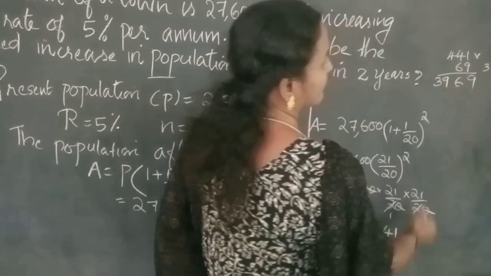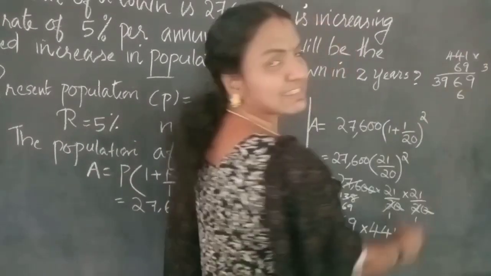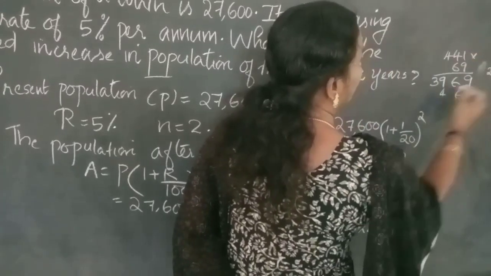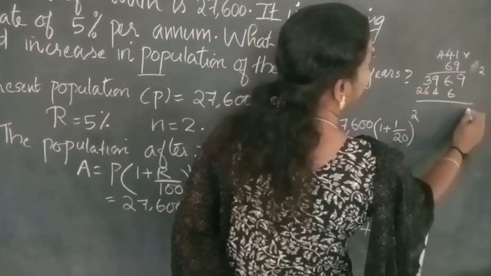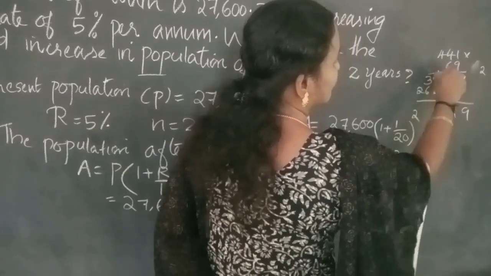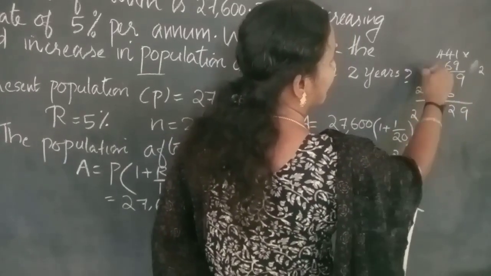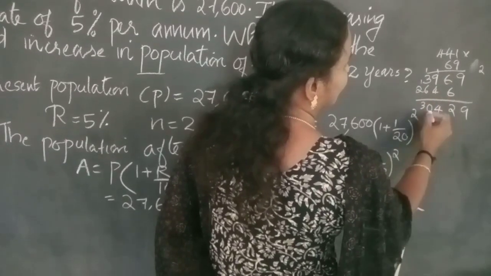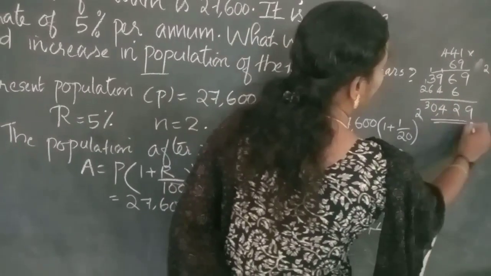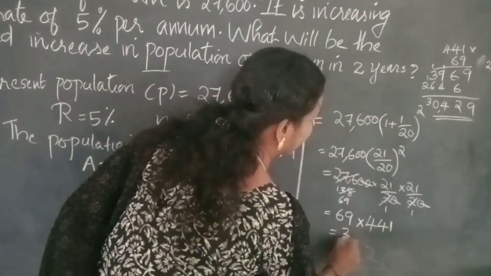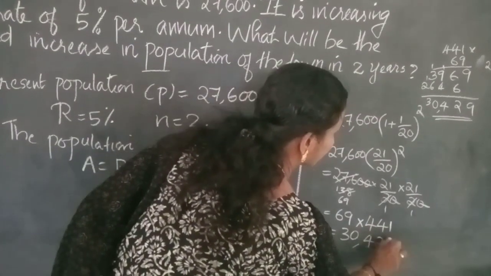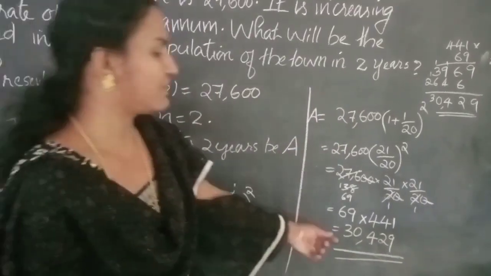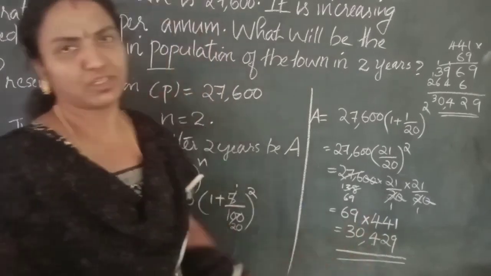1 9 is 9, 9 4s are 36, balance 3, 9 4s are 36, 36 plus 3, 39. 6 fours are 24, balance 2. 6 fours are 24 plus 2, 26. Adding 9, 12, balance 1. 14, again balance 1. 9 plus 1, 10, balance 1. 3. So 30,429. So the population after 2 years be 30,429.